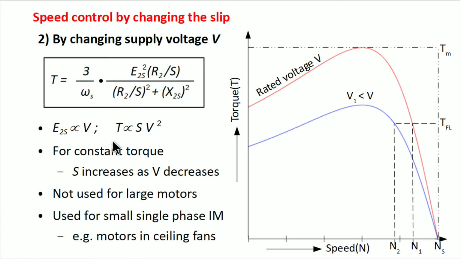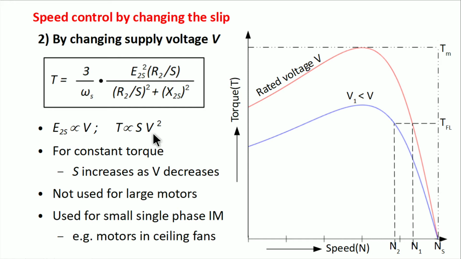If we consider all this equation, torque, we have already discussed in the effect of the supply voltage on torque, as T is proportional to S V square. E2S is proportional to V. It means the torque varies as square of the voltage. Torque varies directly to the slip.